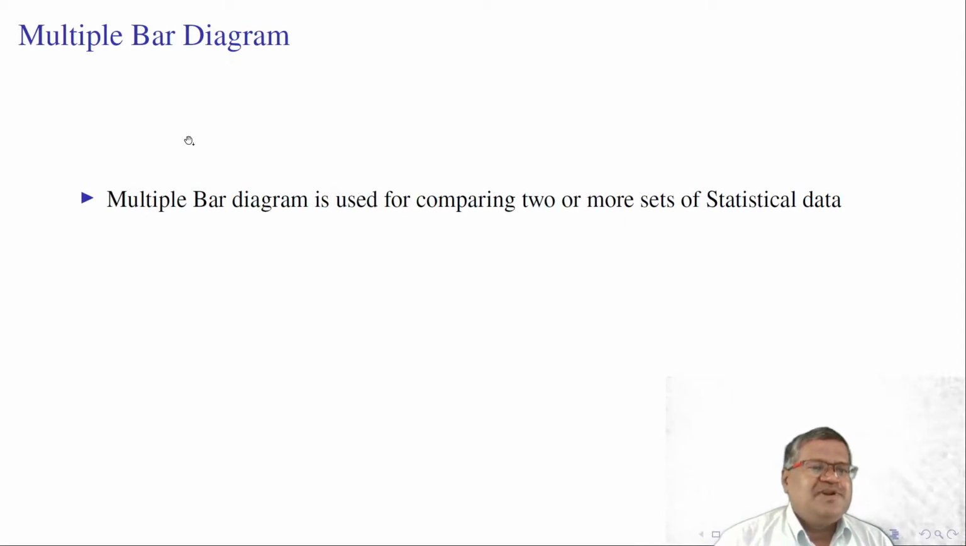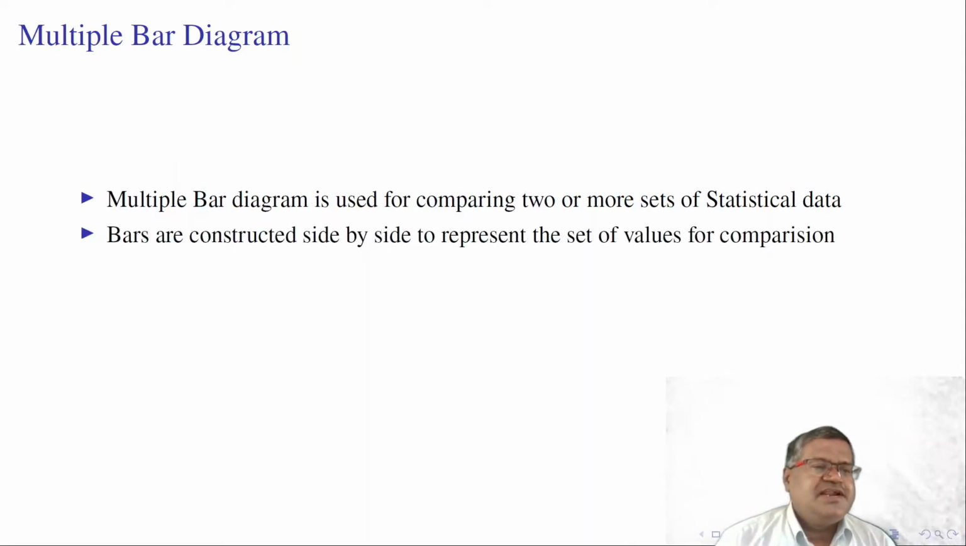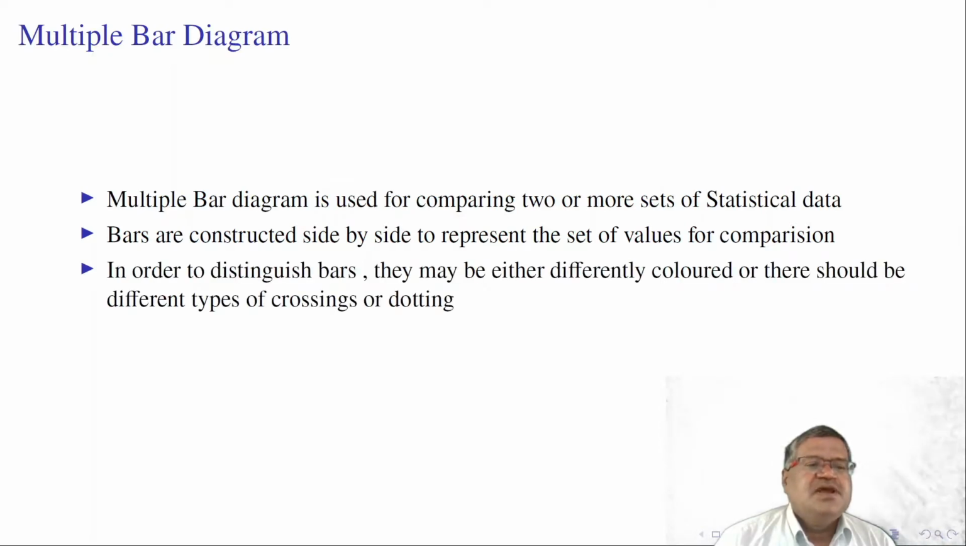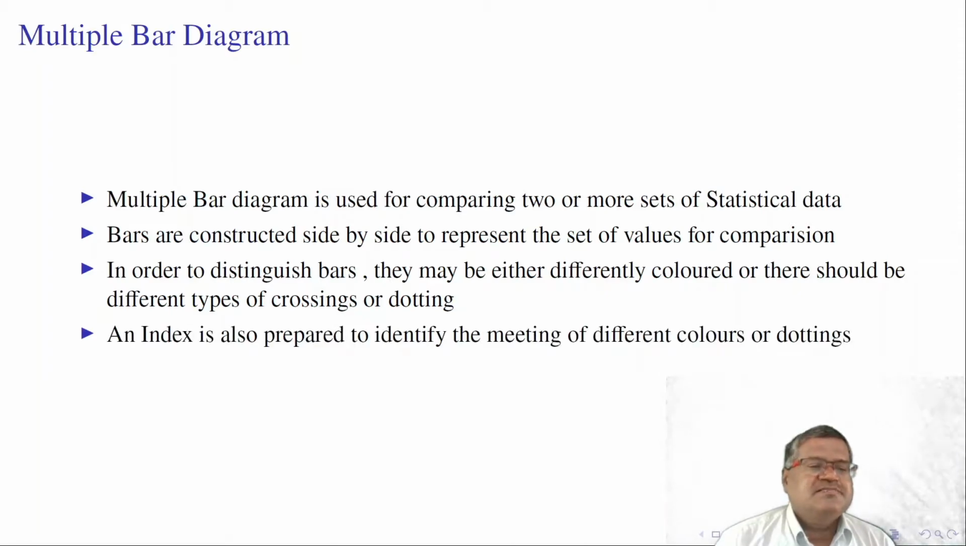Next is multiple bar diagram. Multiple bar diagram is used for comparing 2 or more sets of statistical data. Bars are constructed side by side to represent the set of values for comparison. In order to distinguish bars, they may be either differently colored or there should be different types of crossings or dottings. An index is also prepared to identify the meaning of different colors or dottings.